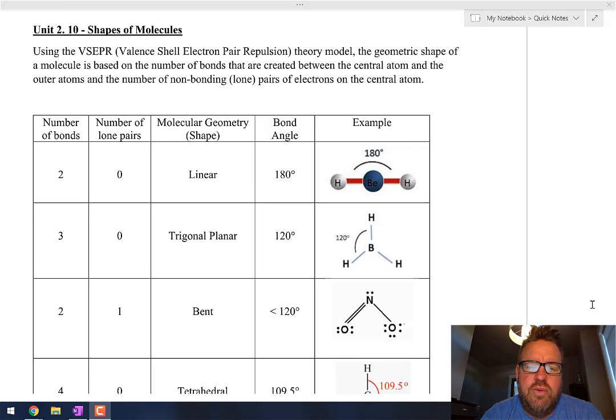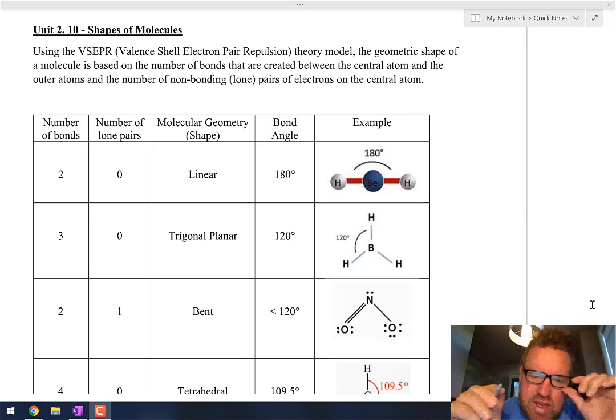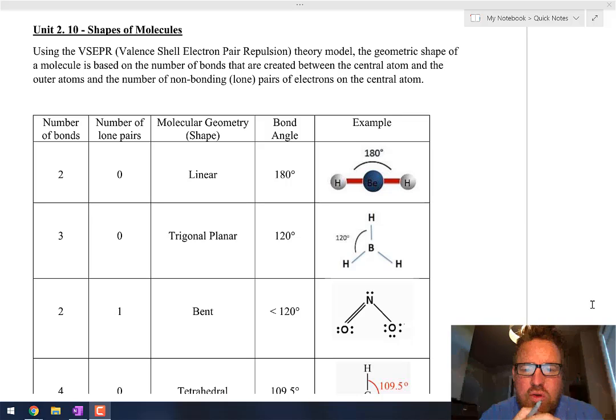In our previous video, we talked about electronegativity and how it affects whether a bond is polar or non-polar. Now in this video we're going to talk about how you determine the shape of a molecule, and that's going to lead to the idea of whether the molecule is polar or non-polar, like we discussed at the end of our last video.